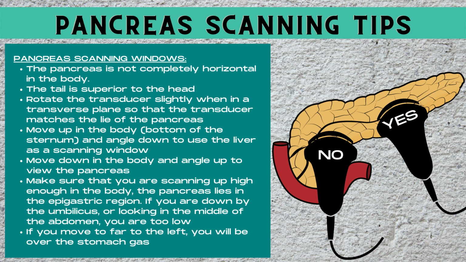Tips for getting a good window for scanning the pancreas are to move high up in the body to the bottom portion of the sternum and then angle down to use the liver as a scanning window. You can also try to move down in the body and angle up to view the pancreas. It's crucial to make sure that you are scanning up high enough in the body as the pancreas lies in the epigastric region. If you are down by the umbilicus or looking in the middle of the abdomen, you are too low. Also, it's really important to be in the midline of the body. If you move too far to the left, you will be over the stomach gas. And the opposite is also true. If you move too far to the right, you'll be over the gas of the duodenum.